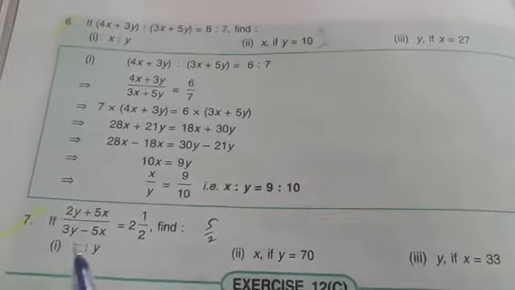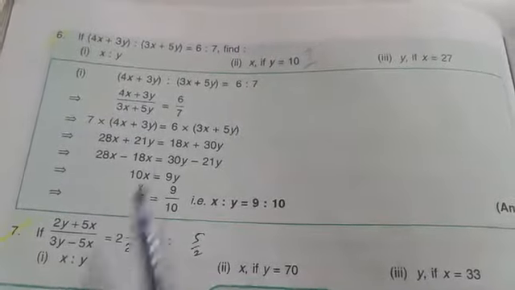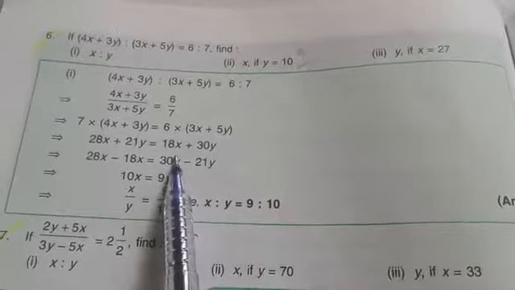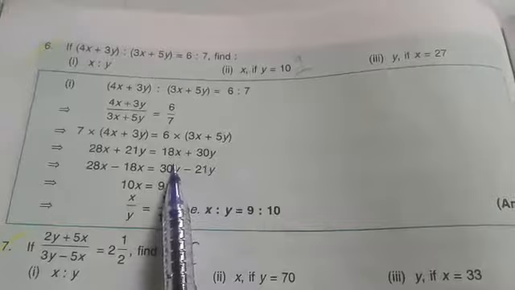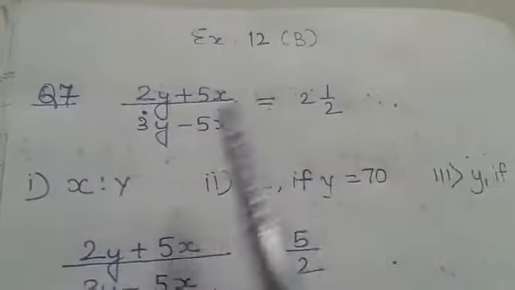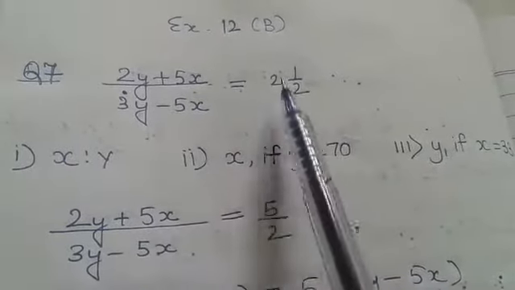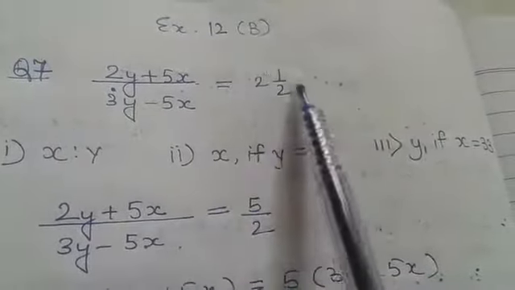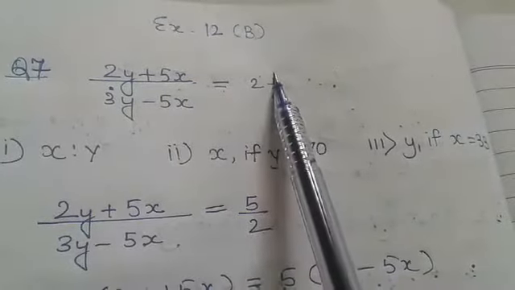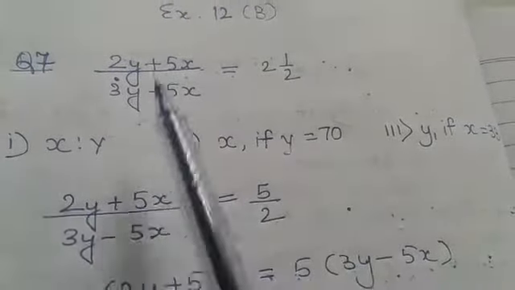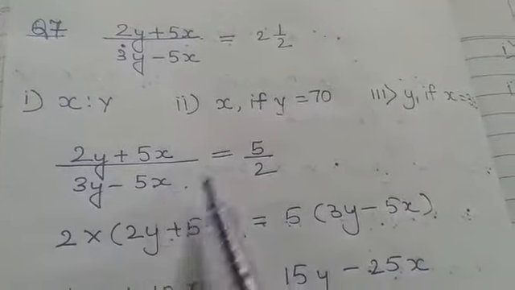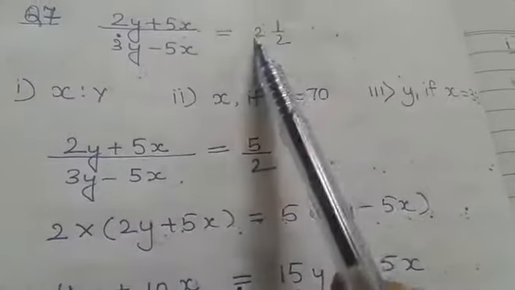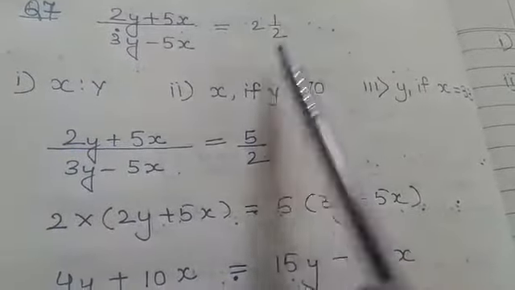Okay, so the last question is this, which is the same as question number 6. Then 12, I'll be explaining, please watch carefully. So exercise 12b, this is the question. Just bring this to simple form. This is in mixed form: 2 2s are 4, 4 plus 1 is 5, 5 upon 2. So as it is, this question, 2y plus 5x upon 3y minus 5x is equal to 5 by 2.